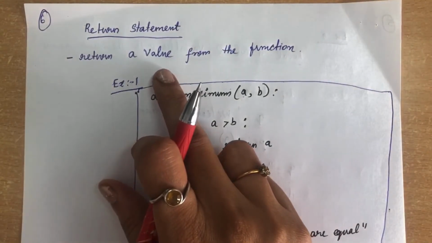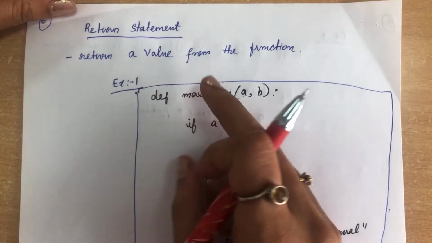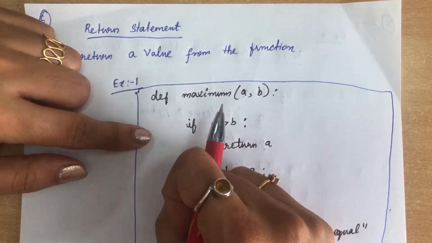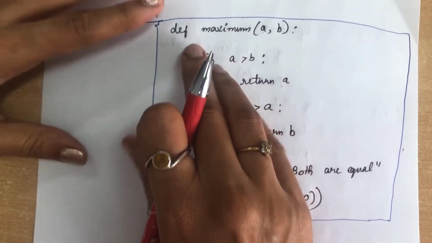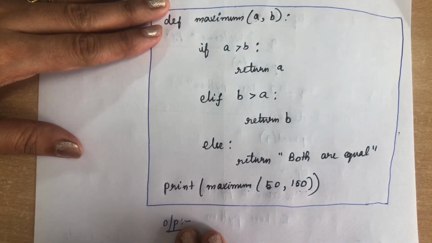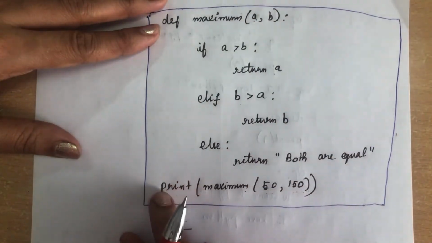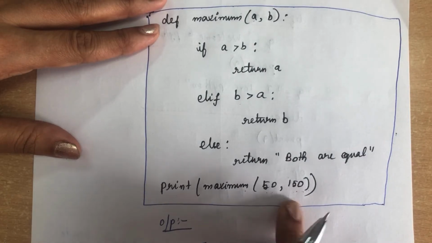Next we are going to see the return statement in function. So we know that from a function you can return some value to the main program. So we will see how we can use this return statement in a function. In this example we are going to find out the maximum of two numbers. So this is your function definition, and your main program starts from your print of maximum of 50, 150.